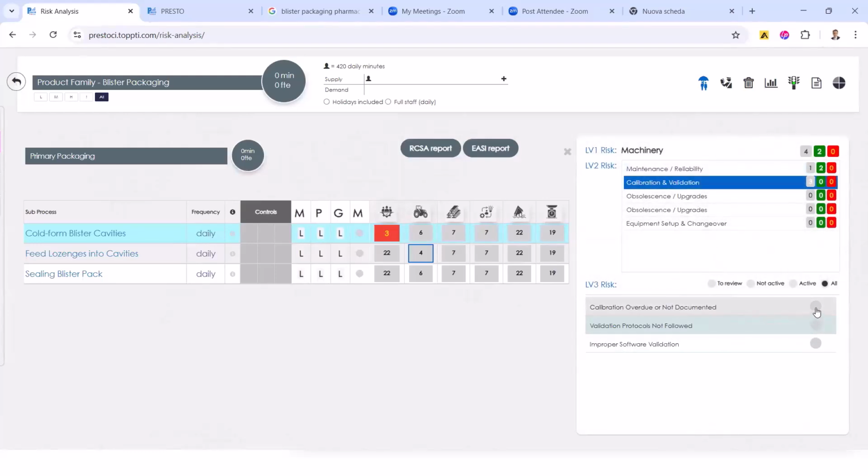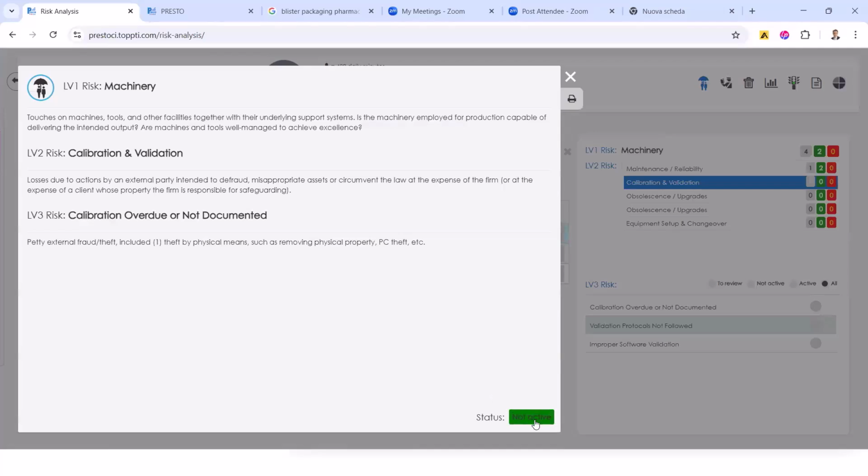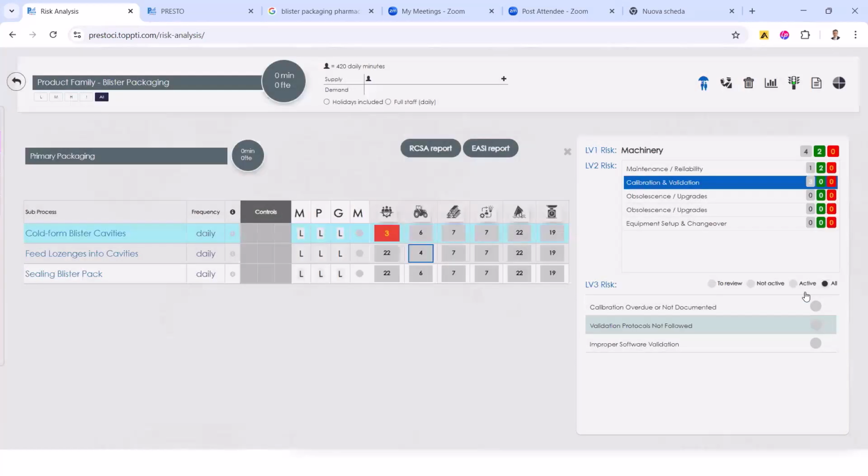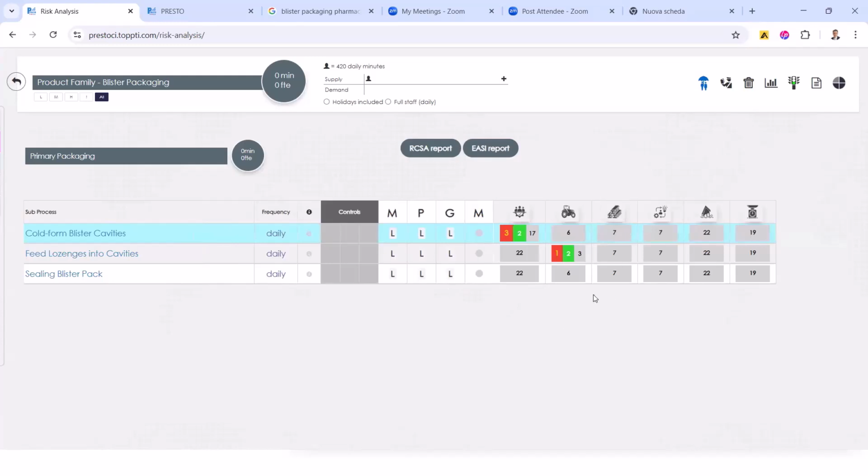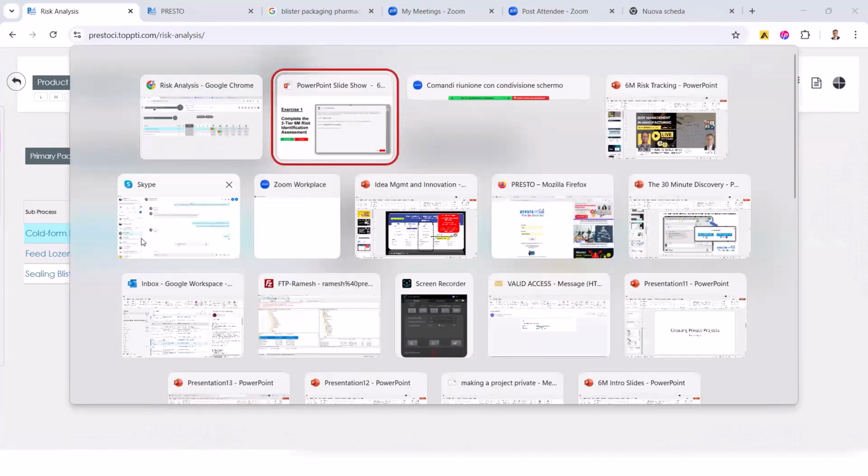Calibration overdue or not documented. Let's give it a red. Let's imagine that this petty external theft or fraud included theft by physical means, such as removing physical property, PC theft. Let's say, yeah, that's a risk. So I'm going to put a red there. And I'll close it at that. So now you can see we start to build our risk portfolio. We start identifying where these risks exist in the process portfolio.